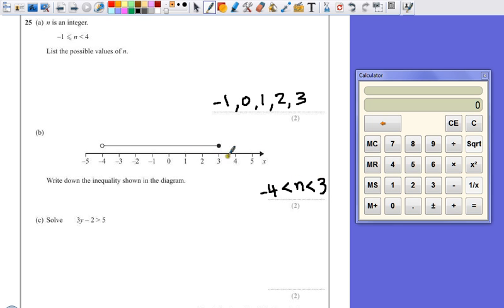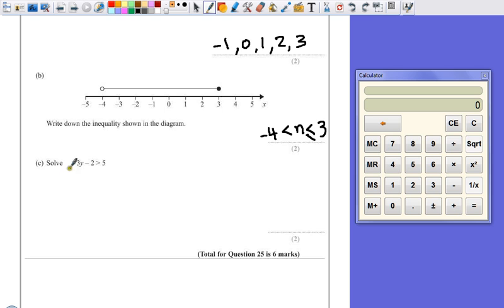Now, the thing you're going to have to try and learn with diagrams like this is what does an empty circle mean, what does a filled circle mean. A filled circle means it can be equal to, so this time the equal sign goes next to the biggest number. If we were drawing a diagram for this first one, the black dot would have been on the left.